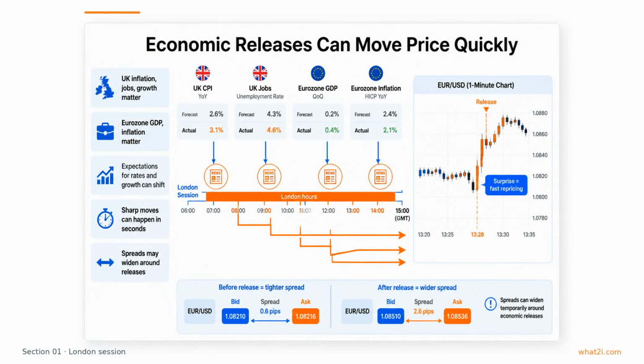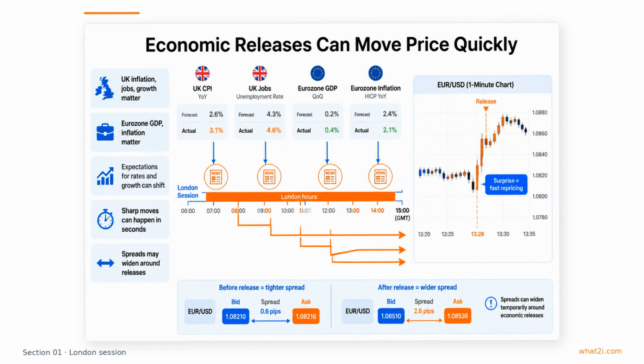London hours often include important UK and Eurozone economic releases, and those reports can move price very quickly. Data such as UK inflation, employment, growth, Eurozone GDP, or Eurozone inflation can all shift expectations for interest rates and economic strength. When the actual number differs meaningfully from forecast, the market often reprices in seconds rather than minutes. That can create sharp directional moves, but it can also widen spreads and make entries harder to execute cleanly.